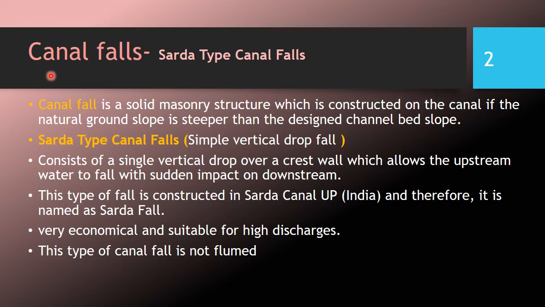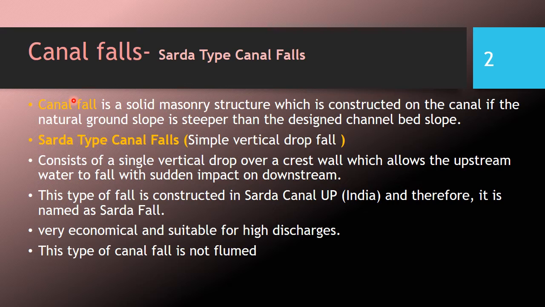Now let us recall what a canal fall was. A canal fall is a solid masonry structure which is constructed on the canal if the natural ground slope is steeper than the designed channel bed slope. That is, a canal fall is provided for a transition from the natural ground slope, which is steeper, to the designed channel bed slope. Now, Sarda type canal fall is a classification of canal fall, and previously we have studied the trapezoidal notch canal fall.